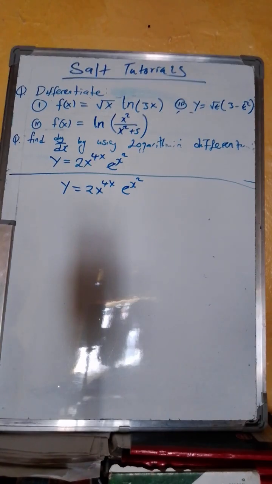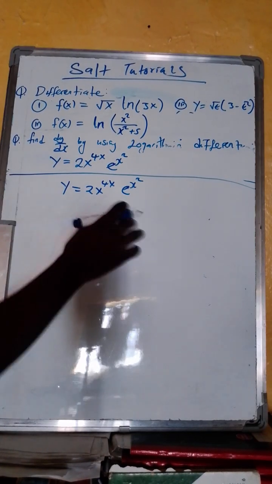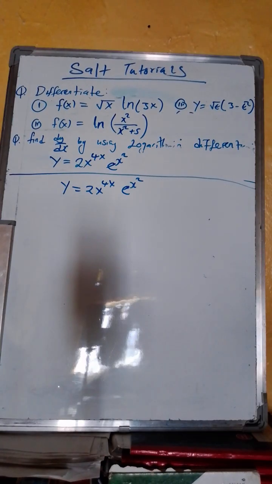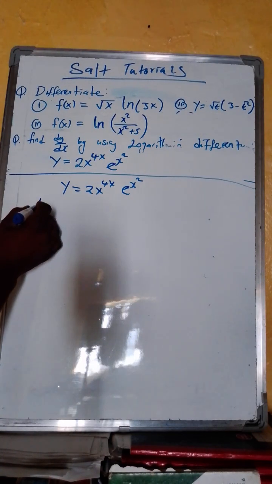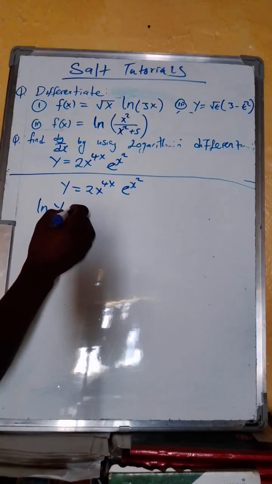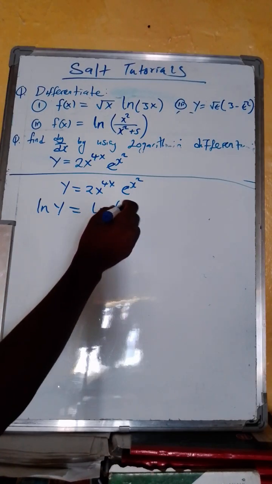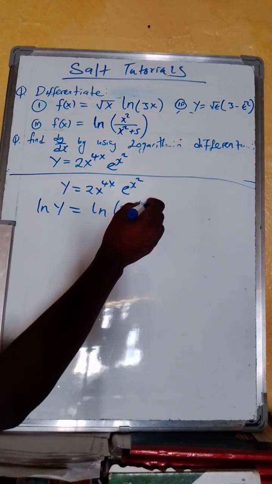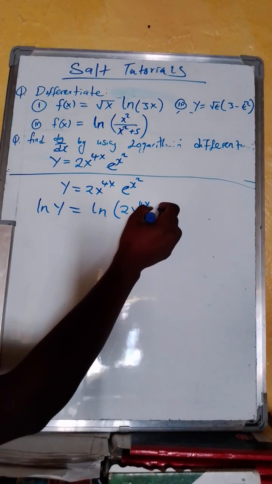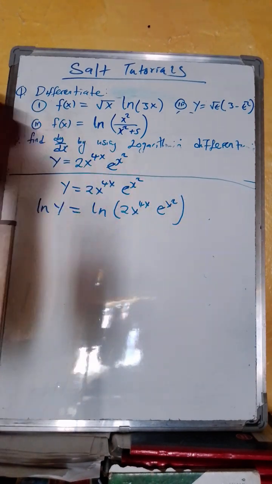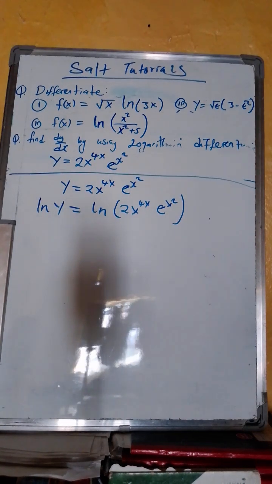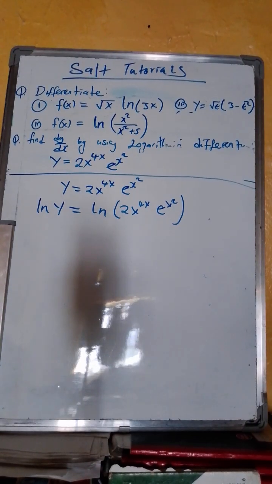First step, apply natural log on both sides of the function. So we are applying natural log on both sides of the function. This means I'm going to have natural log of y equal to the natural log of 2x power 4x e power x squared. That's the first step. Apply natural log on both sides.